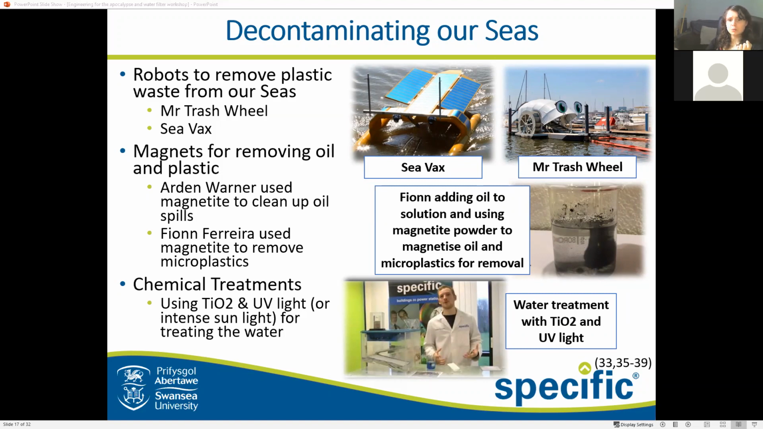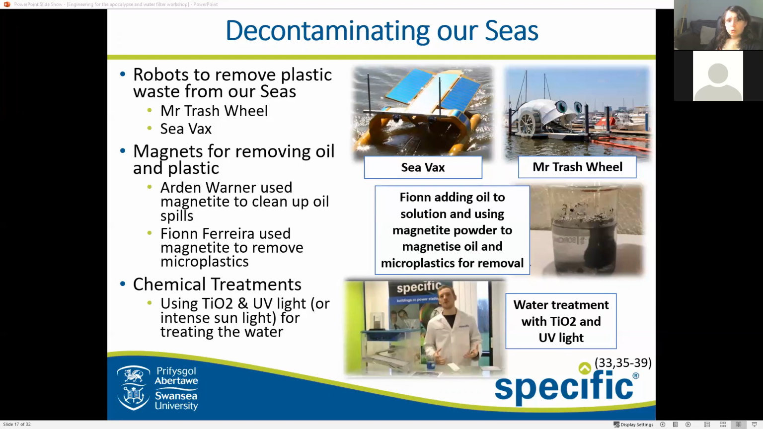A similar idea was then implemented by an Irish teenager called Fionn Ferreira, who went on to win the 2019 Google Science Fair due to his design, which used pretty much the same technique but applied to microplastics. So you would add a little bit of oil to the water containing the microplastics, and then once again add the magnetite powder, and then using the magnets you could remove both the oil and the microplastics, which would migrate into the layer of oil, enabling all of it to go at once. So these are some really good methods.